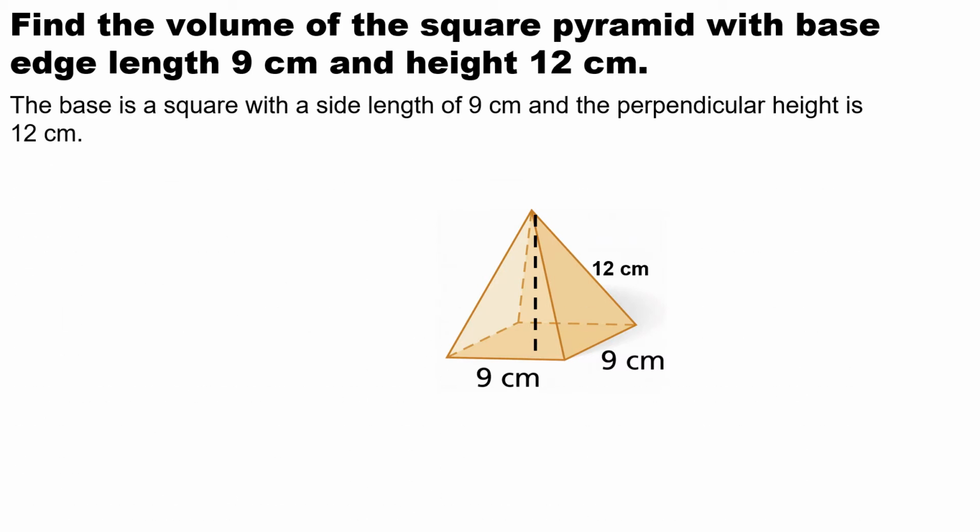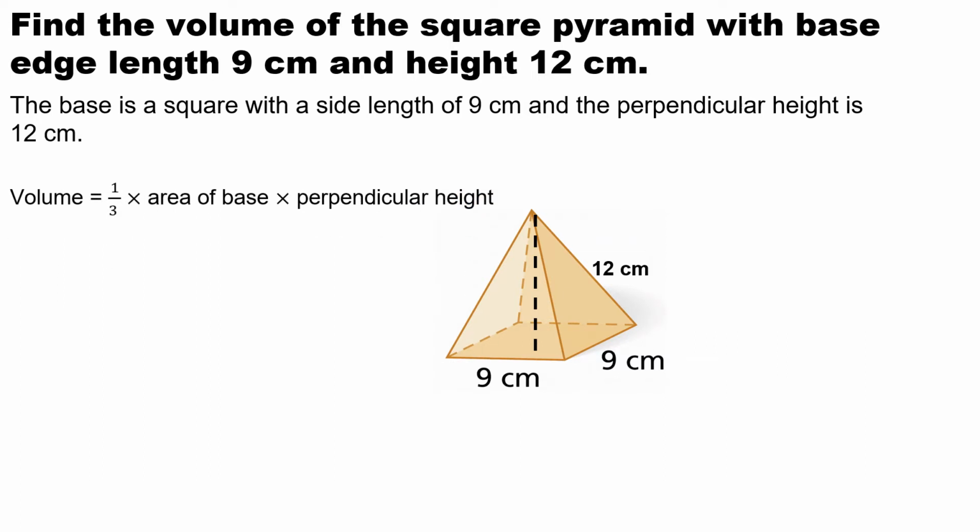So go ahead and try to find the volume of this square pyramid. Remember, we said that the base is a square and it has a side length of 9 centimeters and the perpendicular height is 12 centimeters. Let us check to see if you are correct.